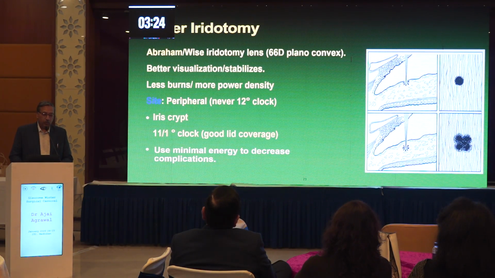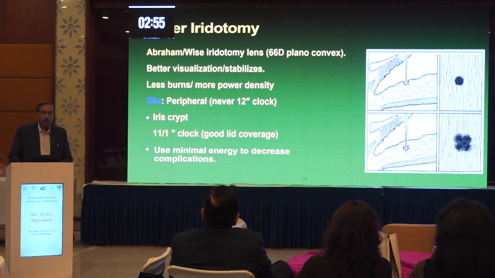It is better to do it with an Abraham or a Wise lens, which gives you better visualization, stabilizes the eye, and you need to use lesser power. It is not advisable to do your PI at 12 o'clock. Better to do where the iris is thin, in an iris crypt, and 11 or 1 o'clock positions are preferred, although you can do it at 3 o'clock and 6 o'clock also.